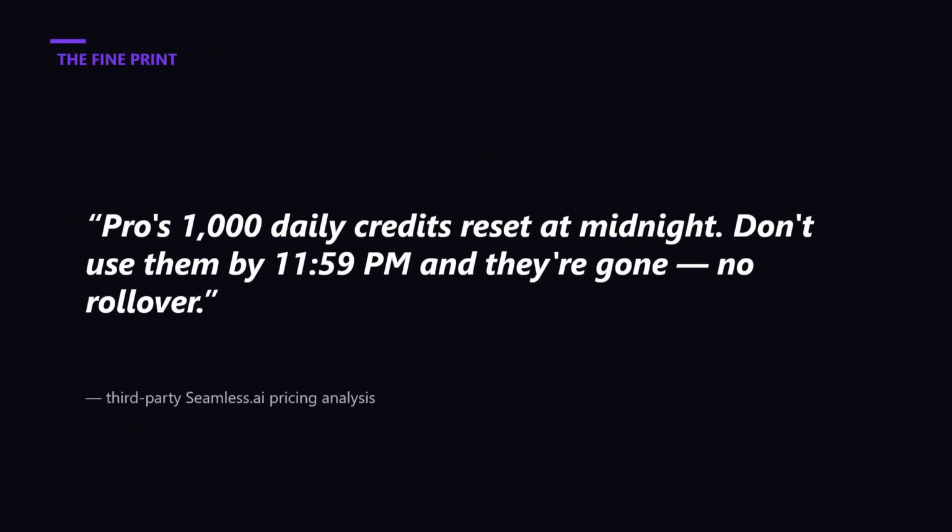One third-party breakdown of Seamless's pricing structure put the daily credit version bluntly: Pro's 1,000 daily credits reset at midnight. Don't use them by 11:59 p.m. and they're gone, no rollover. That's not an oversight buried in the fine print, it's the business model working as designed. A credit you don't spend today doesn't carry into tomorrow's pipeline, it just evaporates, and tomorrow you're paying full price again for a fresh batch. For a sales team with an uneven week, a conference, a public holiday, a slow Monday nobody prospected, a meaningful chunk of what was already paid for simply never gets used.